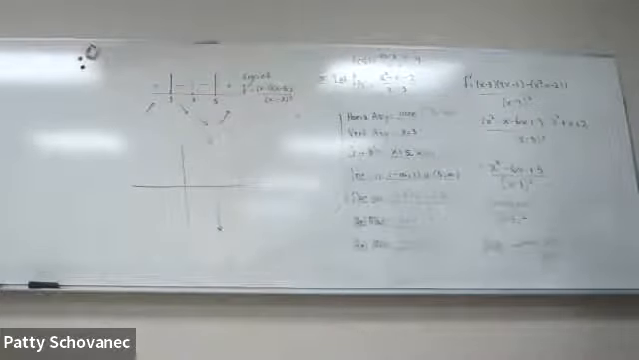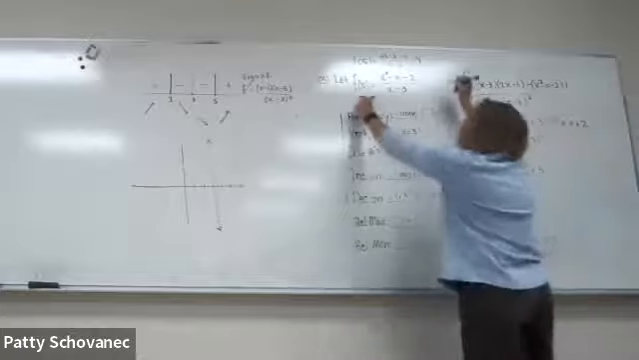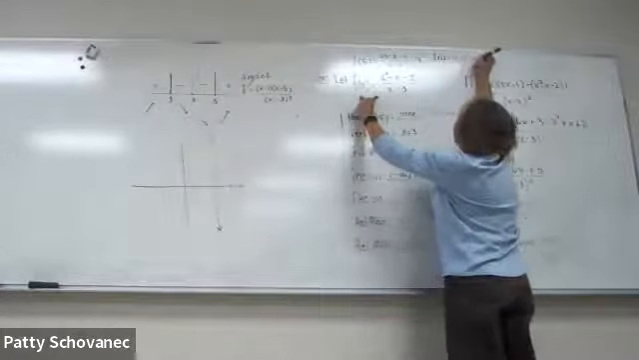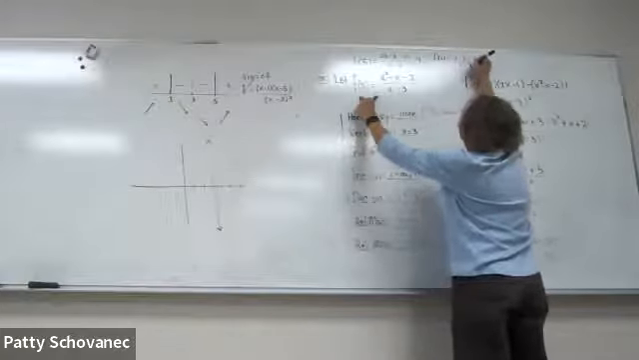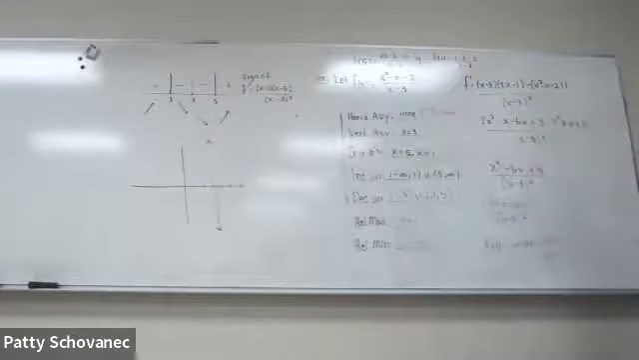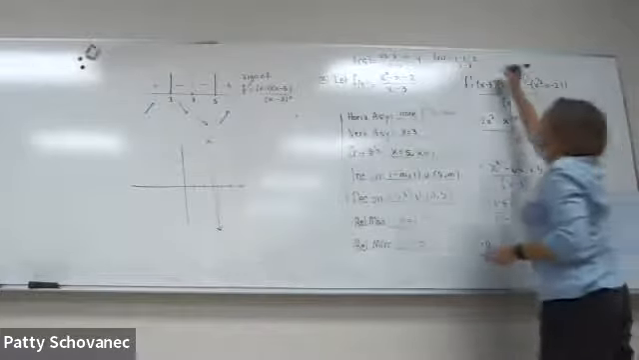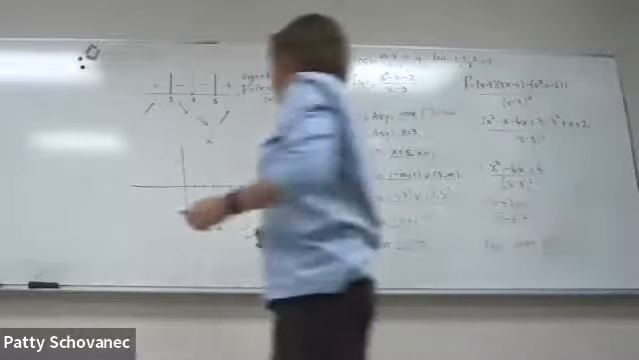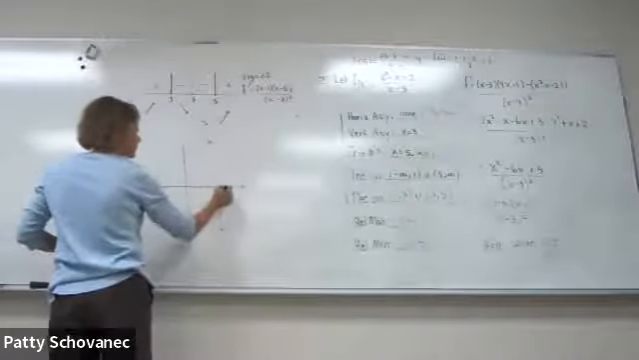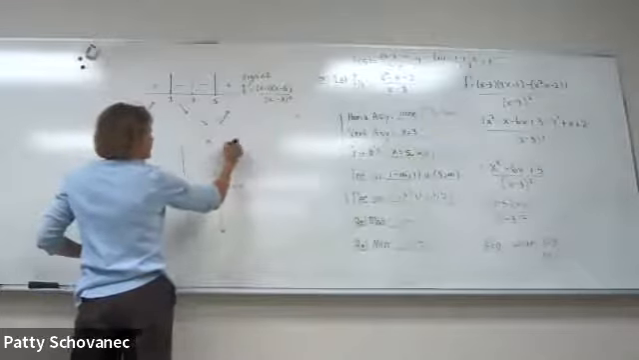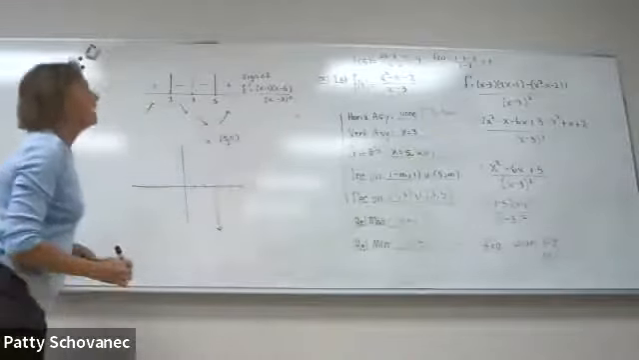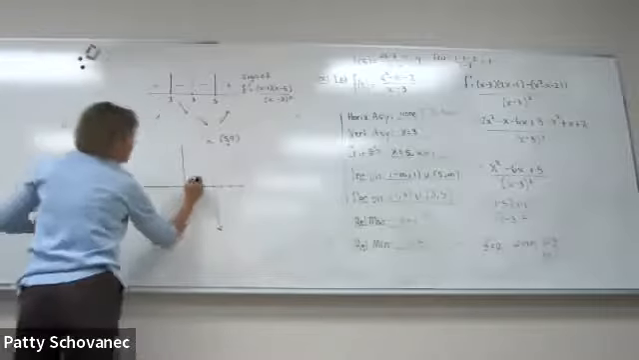Now let's plug in x is equal to 1. F of 1 is 1 minus 1 minus 2 over 1 minus 3. So a -2 over a -2 gives me a +1. So let's put 1, 2, 3, 4, 5, 9 right here. And 1, 1 right here.